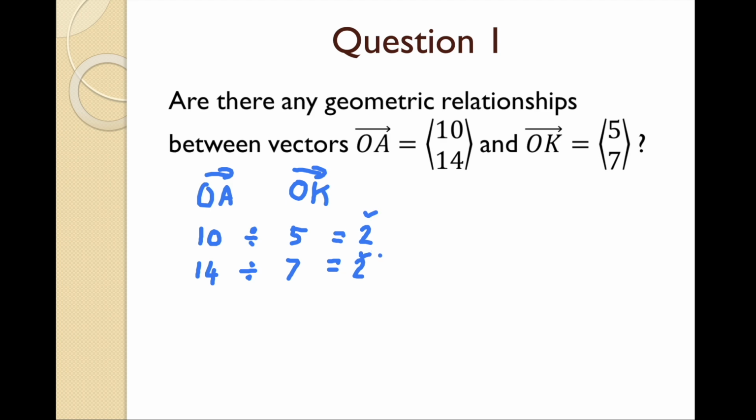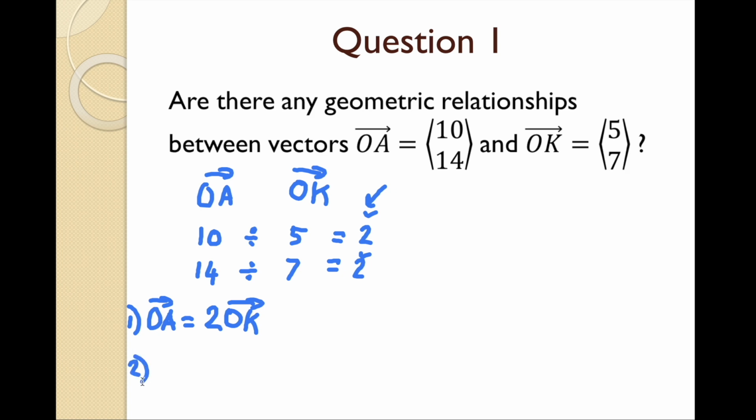So what that's telling me is that I multiplied this 5 by 2 to get 10. And I also multiplied this 7 by the same 2 to get 14. Okay? So these here show that the scalar multiple is what? The scalar multiplier is 2. Okay? So because I know that both of them is 2, that means that OA is twice the size of OK. Okay, so that's my first geometric relationship, right?